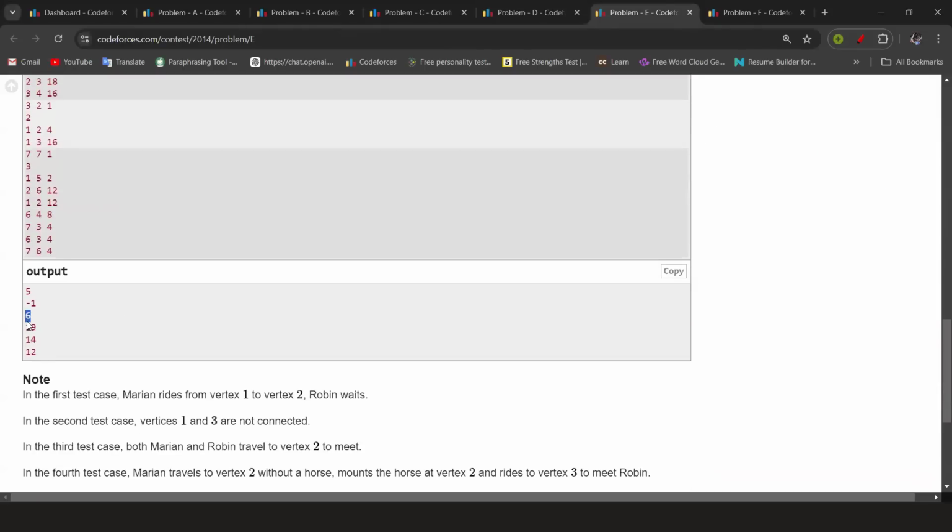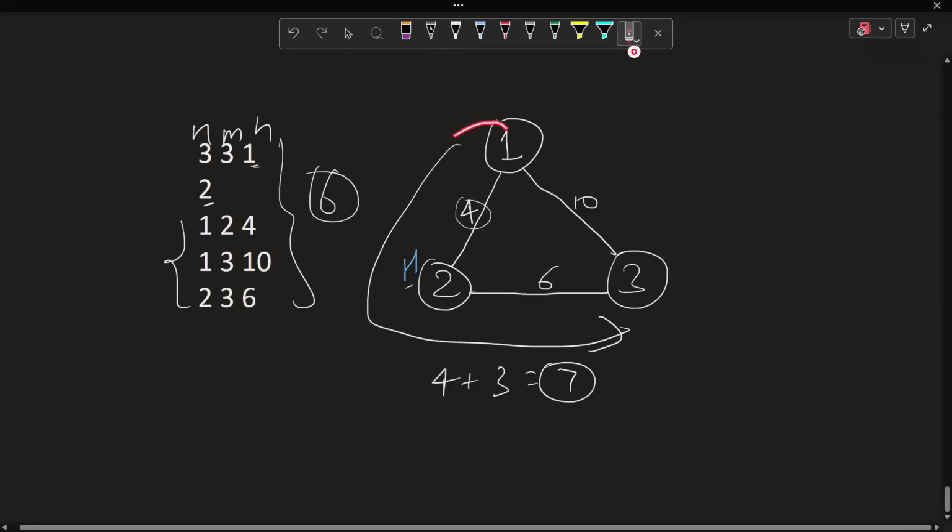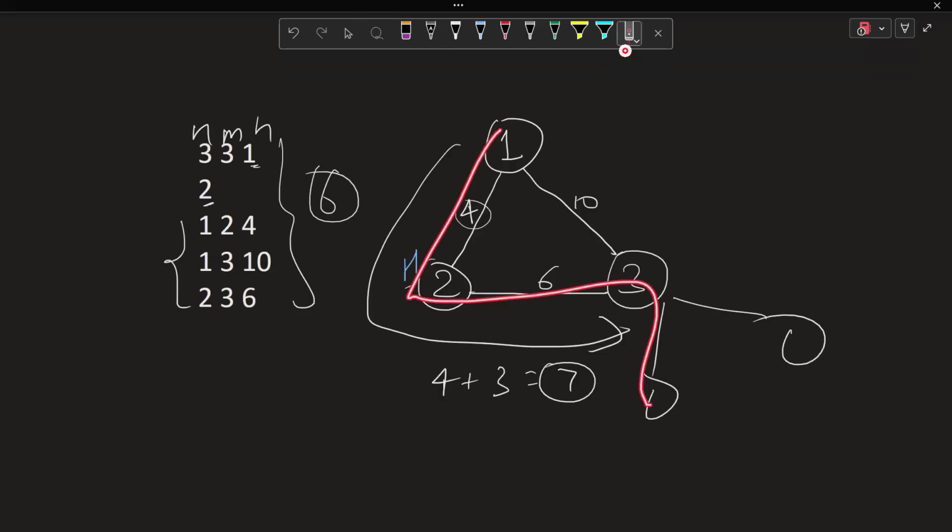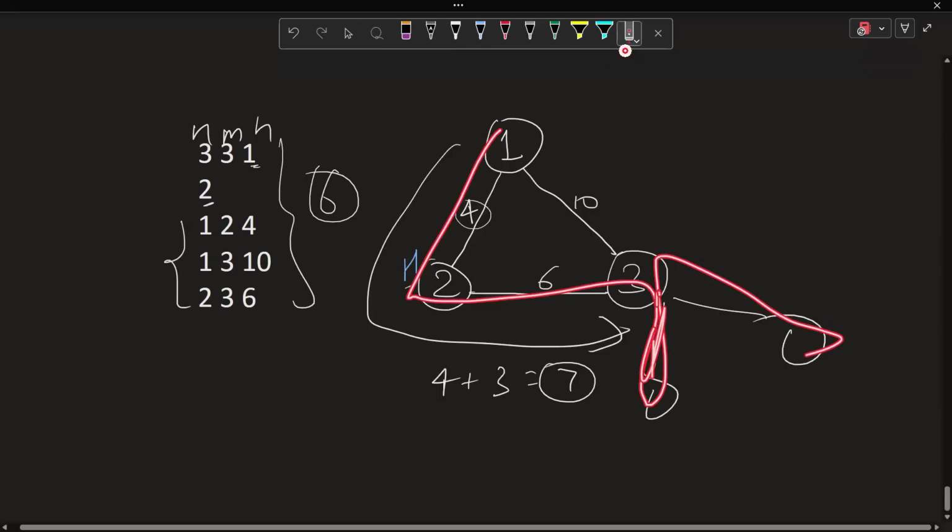I hope the problem statement is clear on what you need to do. You just need to find the minimum time at which they both can meet at any point, and they are allowed to walk, and if they get a horse, then use the horse for the remainder of the journey. Let's say there were more nodes here. Once he gets the horse, he can use the horse for all those. All the timings ahead would be half. So this is the problem.